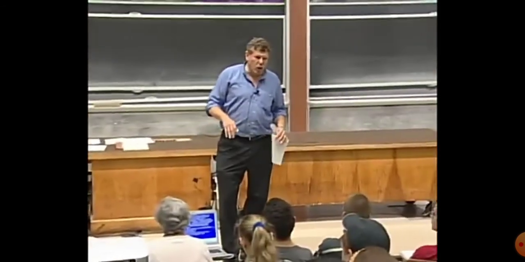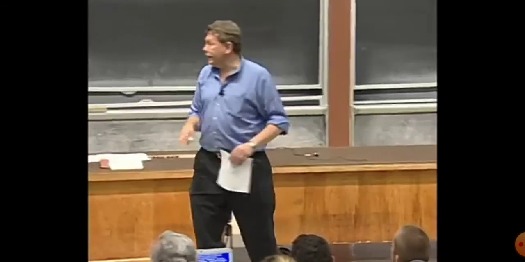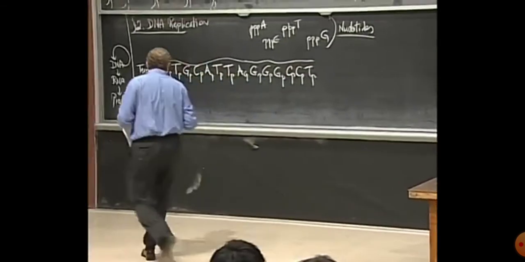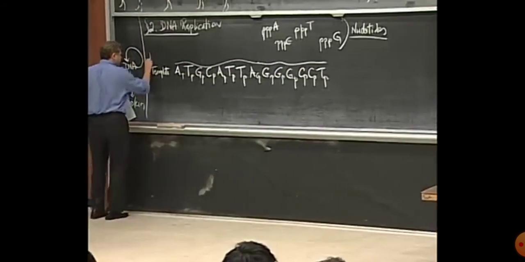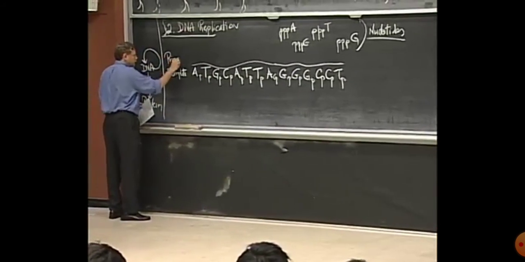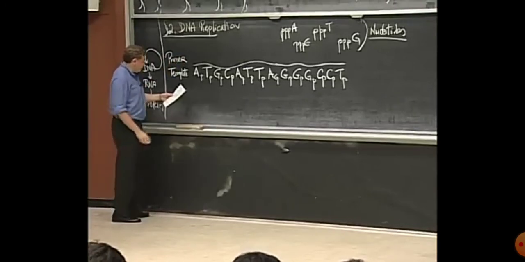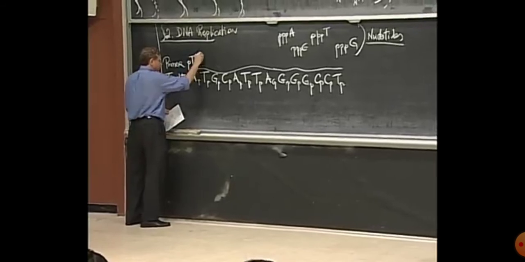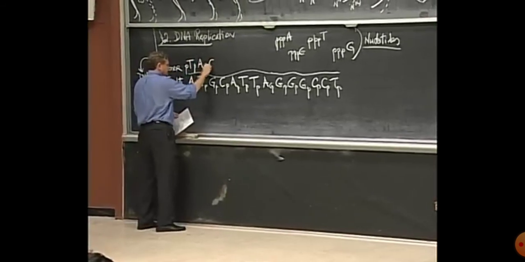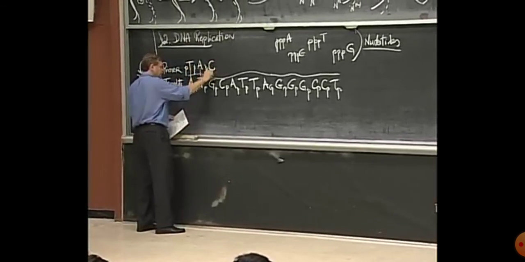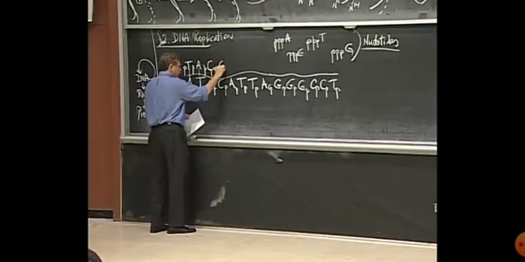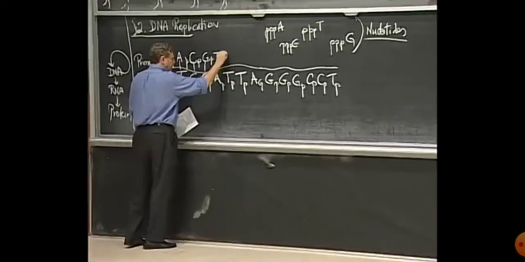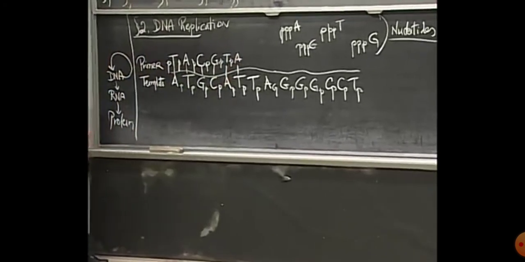Now, it turned out it needed one more thing. And the person who discovered this, Arthur Kornberg, thought of it. It needed a head start. It needed a primer. So the primer goes, let's say, phosphate T, phosphate A, phosphate C, phosphate G, phosphate T, phosphate A, let's say like that.